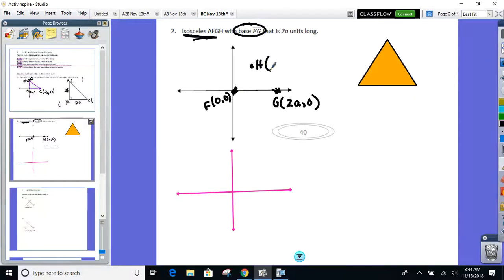So what will be the x-coordinate of H? From here to here is 2A. I'm going directly in the middle, so what's my x-coordinate? A. Now, do you see what I was talking about? It doesn't matter how high or how low on the y-axis it goes. So what am I trying to show you here? This y-coordinate does not matter. We can put a happy face there if we wanted to.